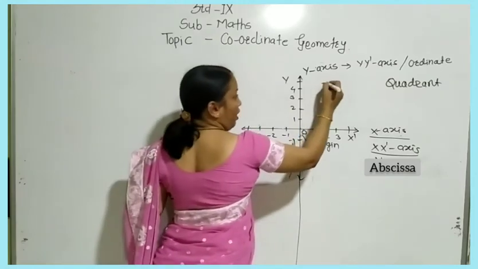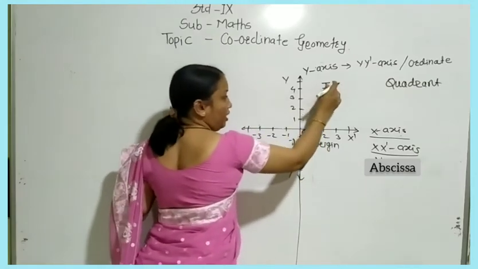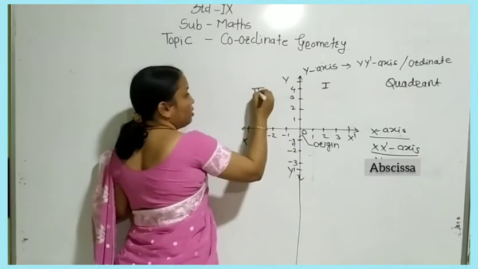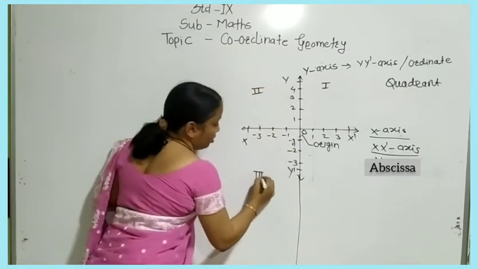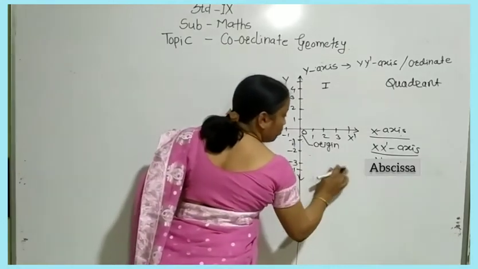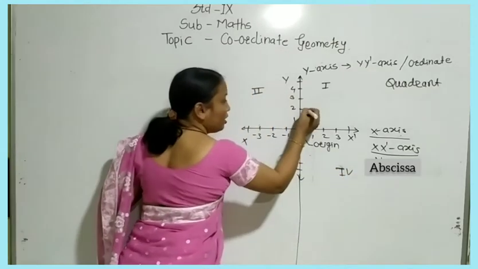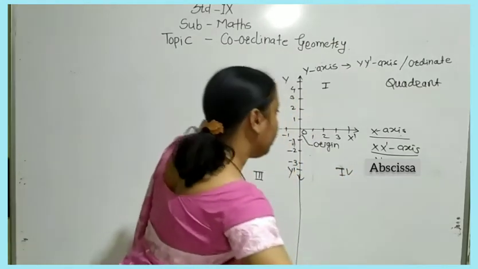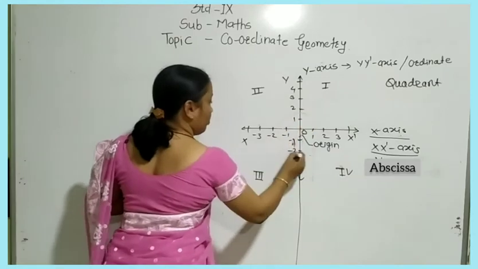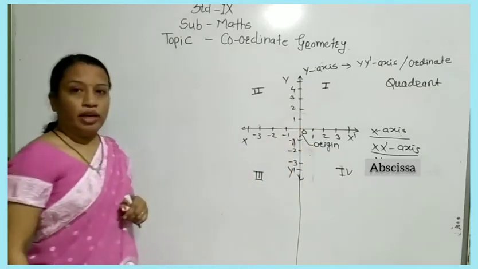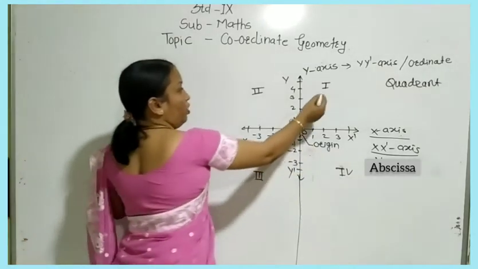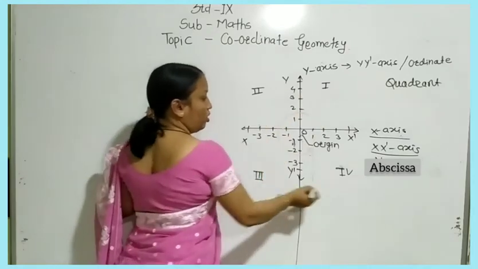So we will start from the right-hand side, and this will always be like that. This will be the first quadrant, this is the second, this is the third, and this is the fourth one. The direction should always be anti-clockwise. Okay. Now first quadrant, second quadrant, third quadrant, fourth quadrant.